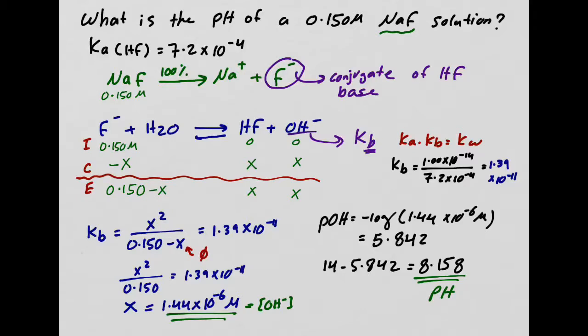Okay, this was a big problem. How do you guys feel about this? I think you guys got this down. You know the ICE table, you know how to use the equilibrium constant. Now you know how to figure out Kb if Ka is given. And then you know this part. The hardest part is the beginning. How do you get started when you have a salt?